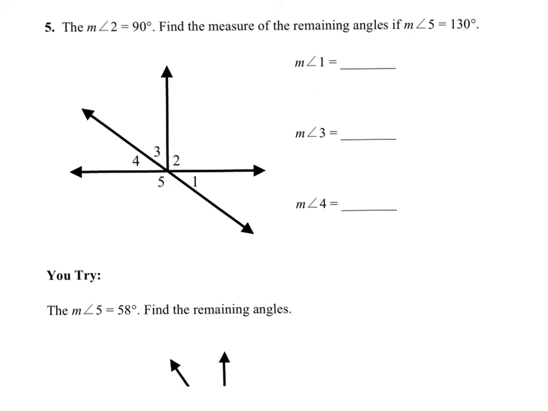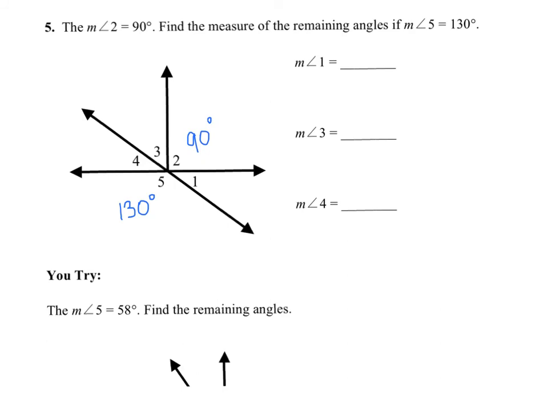So let's look at problem number 5. The measure of angle 2 equals 90 degrees. Find the measure of the remaining angles if the measure of angle 5 equals 130 degrees. So the first thing we want to do is plug in what we know. We know the measure of angle 2 is 90 degrees. And we know the measure of angle 5 is 130 degrees. So in this type of problem, we are applying all the different types of angles we just learned about.